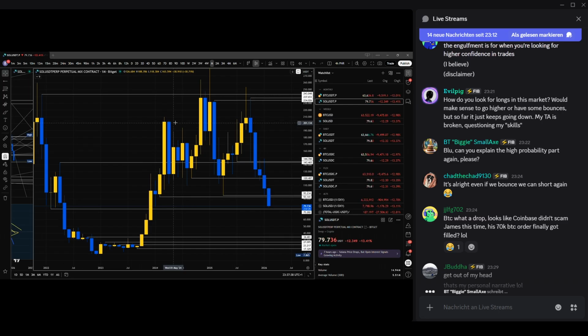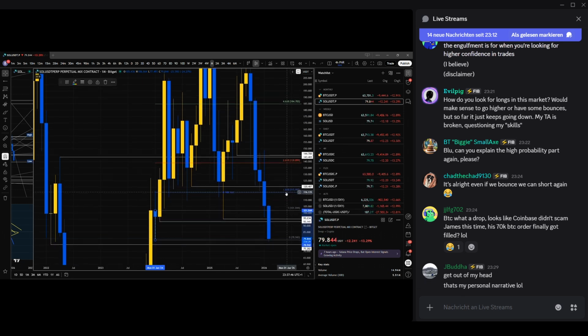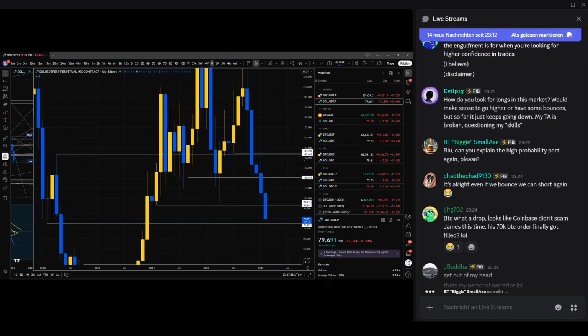chance of getting from your entry to the FIB level, being the 1.618 level for your long. As soon as price hits here, you get your long and your exit will be here. So that's all that the backtesting says.